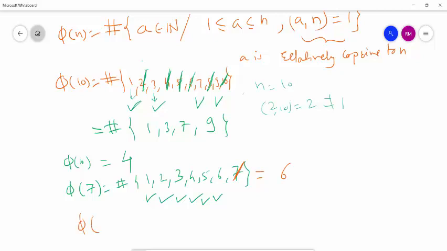In general, phi of any prime number p is p minus 1. Here for 7 it is 6. For 5, check it, it is 4. Except 5, the numbers 1, 2, 3, 4, all these 4 numbers have GCD 1, or they are relatively co-prime with 5.